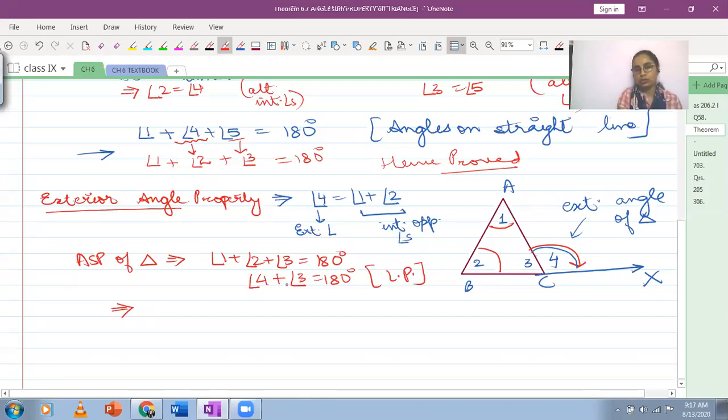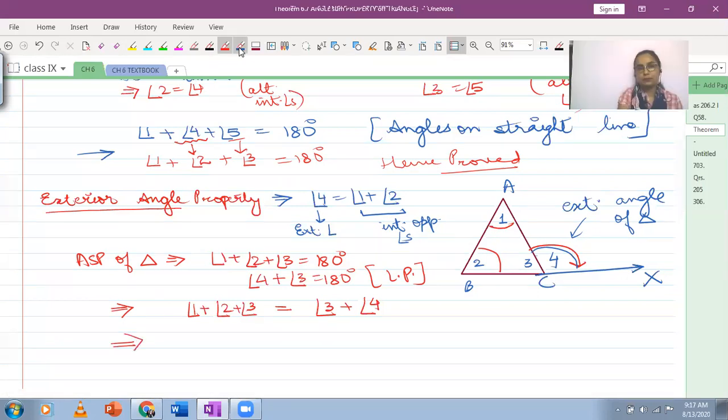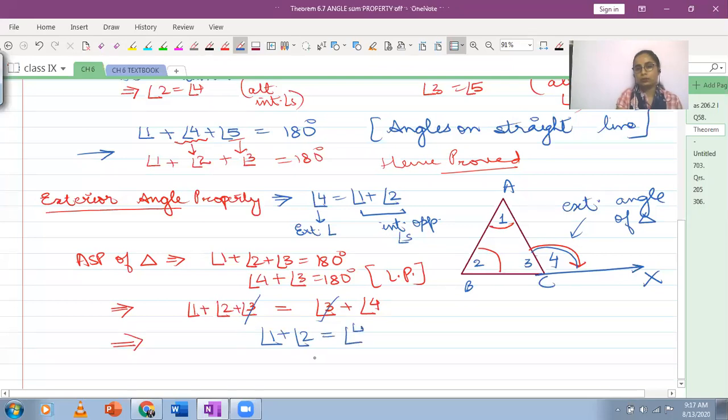And each of those expressions has value 180 degrees. So the expression containing the interior angles of the triangle, their sum, and the angles which were forming the linear pair, their values are equal. The sum of angle 1, 2, 3 and the sum of angle 3 and 4 is equal. From here, if you simplify, angle 3 gets cancelled and what we get is angle 1 plus 2 equals angle 4. So this is the exterior angle equal to the sum of interior opposite angles.